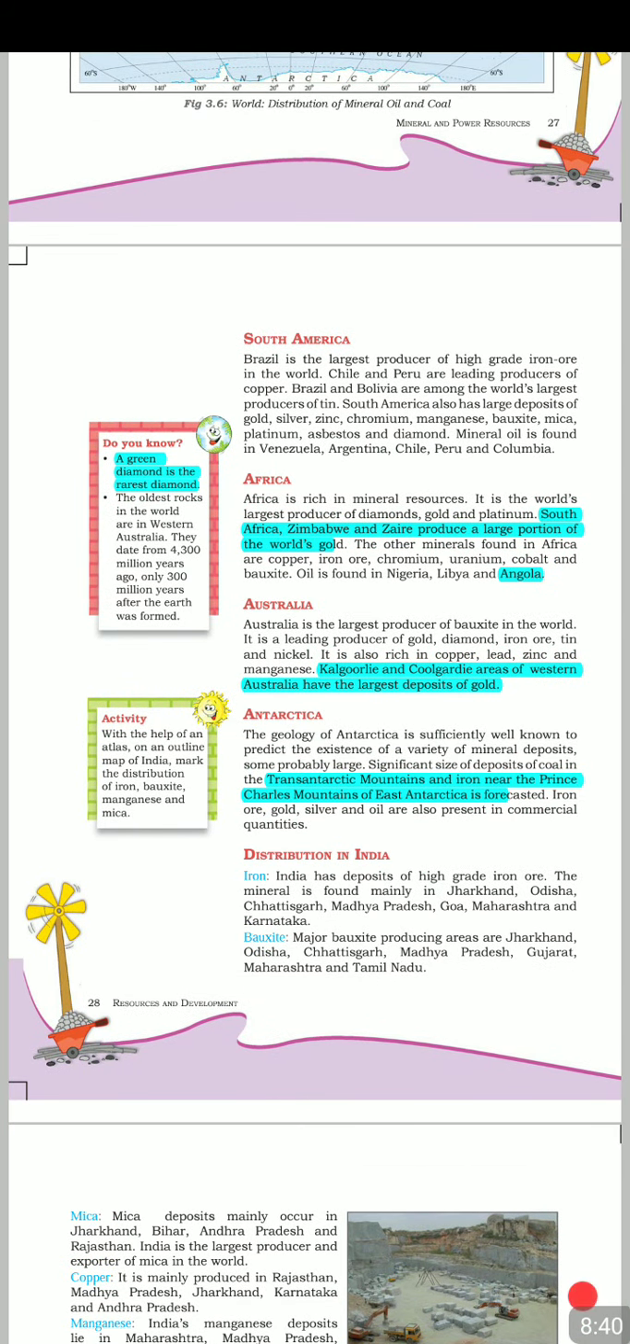See, South America, a country like Venezuela is very famous for oil. Colombia also has oil, and recently Brazil has discovered a large amount of gas. Apart from that, Chile and Peru are leading producers of copper, right? And Brazil is also a producer of high grade iron.